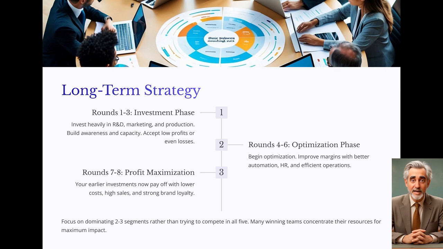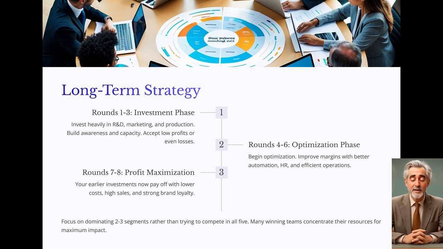Long-term strategy and game plan: your overall goal is to build a sustainable and profitable business. A proven long-term strategy looks like this: round 1 to 3, invest heavily in R&D, marketing, and production. Build awareness and capacity. Accept low profits or even losses.